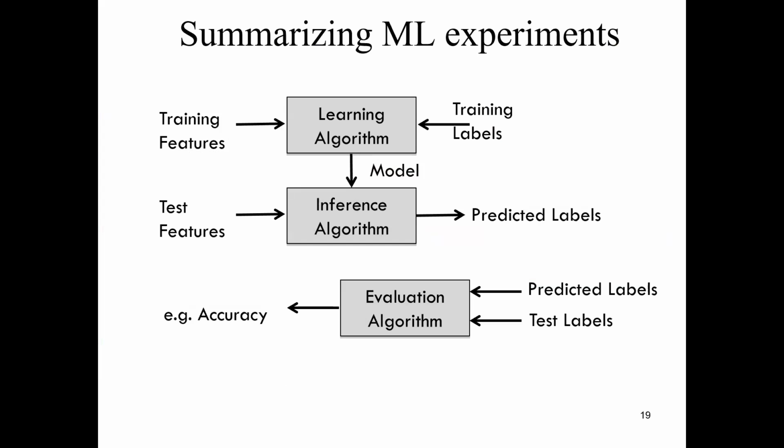To summarize, we just talked about models that can be used for different machine learning applications. In the supervised learning case, we have training features and training labels that are fed to a learning algorithm. We use that algorithm to develop a model, and the developed model is then used to predict class labels. Finally, we have predicted labels and test labels, which are fed to an evaluation algorithm, which gives us some kind of accuracy of the model.